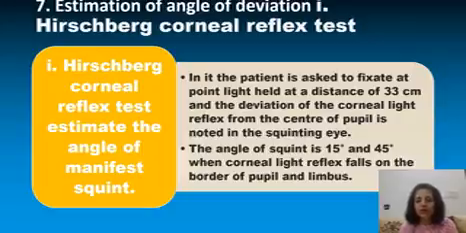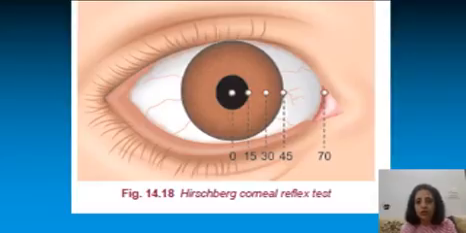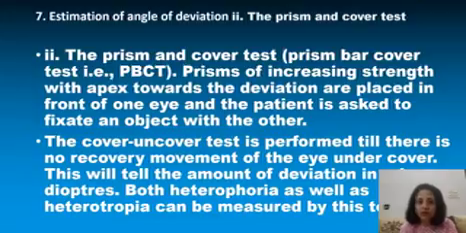The patient is asked to fixate at a point light held at a distance of 33 centimeters, and the deviation of the corneal light reflex from the center of the pupil is noted. If it falls on the border of the pupil, the angle is 15. If it falls between the pupillary margin and the limbus, it is 30. If it falls on the limbus, it is 45 degrees, and here it is 70 degrees. This is the Hirschberg corneal reflex test for testing the amount of the squint.